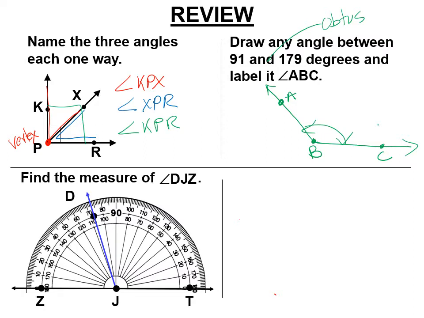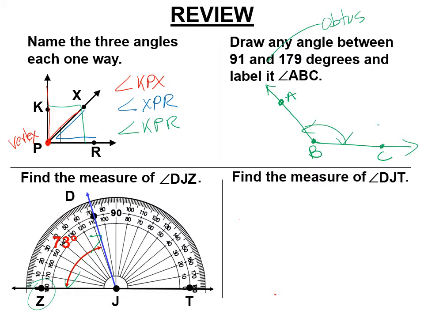Find the measure of angle DJZ. Now DJZ is this side, right? Because we're less than 90 degrees, I'm going to say that's 73 degrees there. And that's this one right there. And I already did it for myself, and I said 73 degrees.